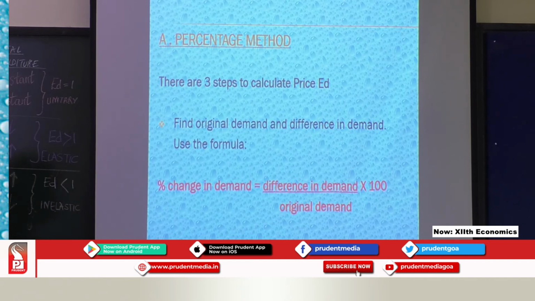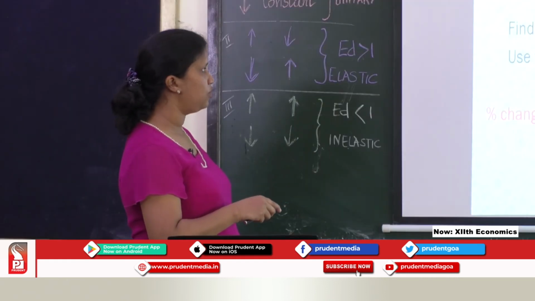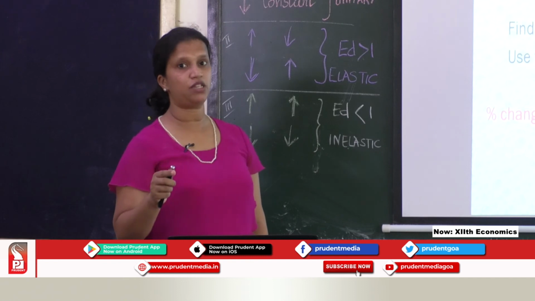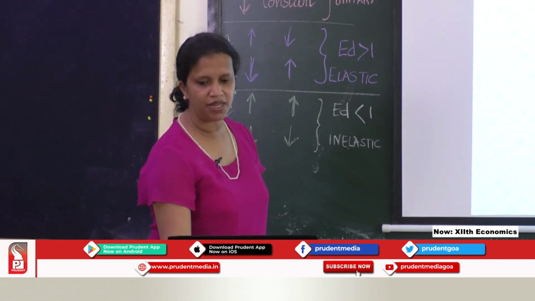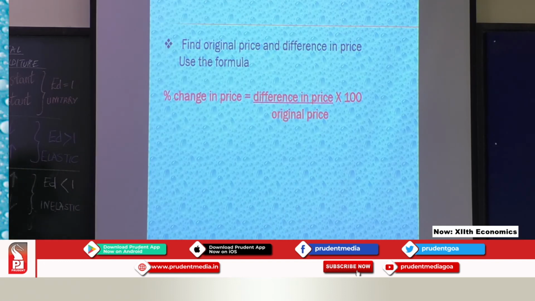I am going to discuss an example and you will understand it clearly. The second step, remember, this whole step was with respect to one variable, which is demand. The second step is with respect to the second variable, and that is price. Original price, difference in price. So, I take the percentage change in price, which will be difference in price divided by original price multiplied by 100.